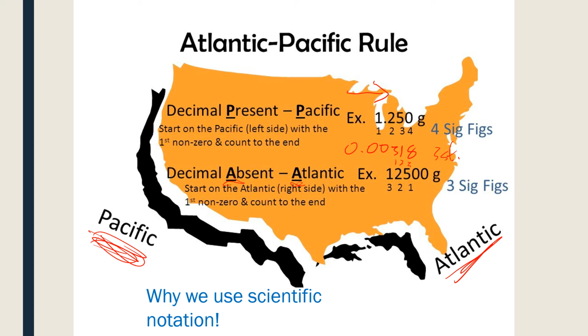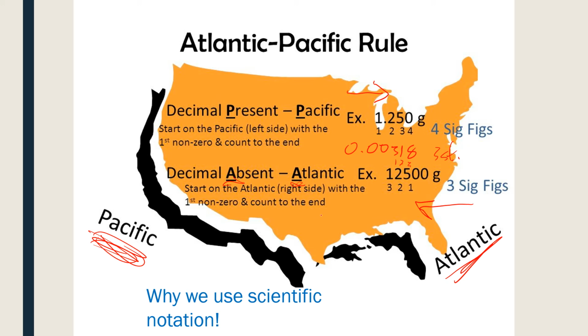Absent and Atlantic both start with A. The first non-zeros is where you start counting, and then you keep counting as you go that way. So that's a 0, so we don't start there. That's a 0, we don't start there. This is a 5, that's where we start. 1, 2, 3. So that has 3 significant figures.